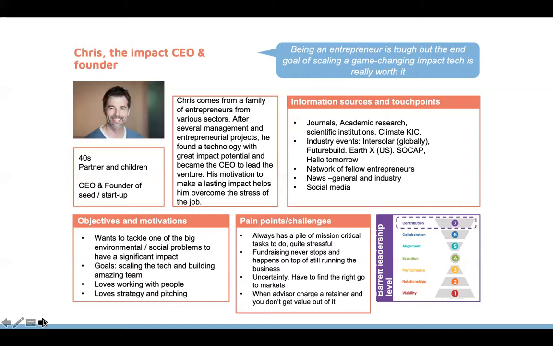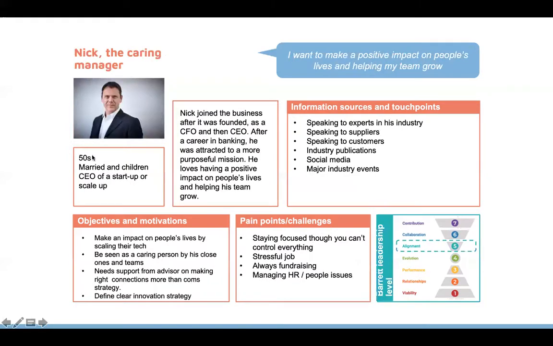So the next entrepreneur profile is Nick, the caring manager. He became the CEO after spending quite a long time in the business. It could have been the CFO before. And he also comes from a more traditional corporate world, so potentially banking. But then he shifted his career path to a more purposeful mission. So he loves having a positive impact on people's lives and helping his team grow as well.